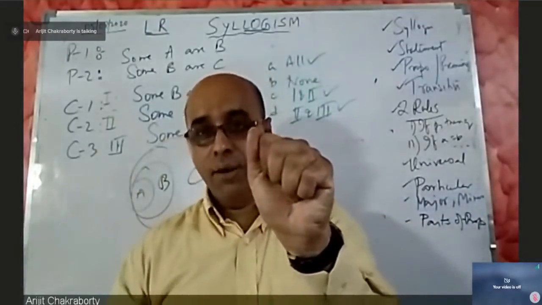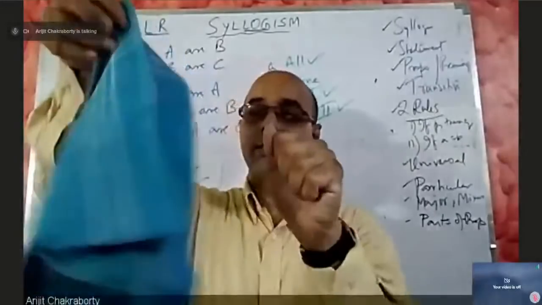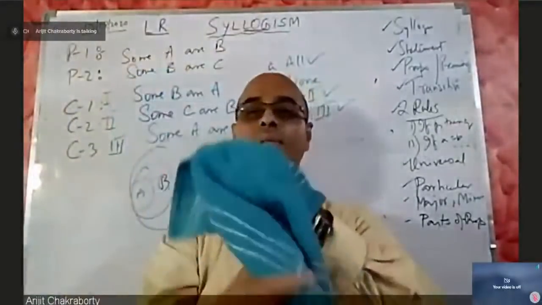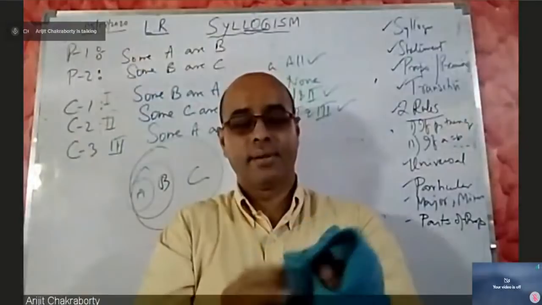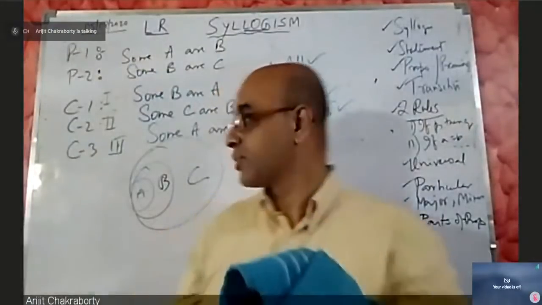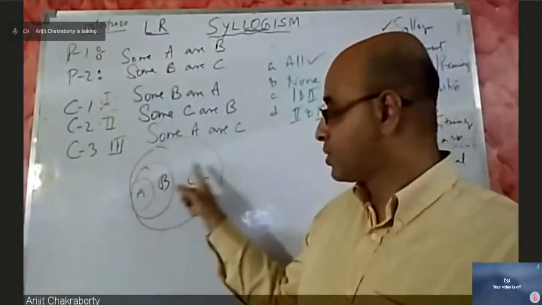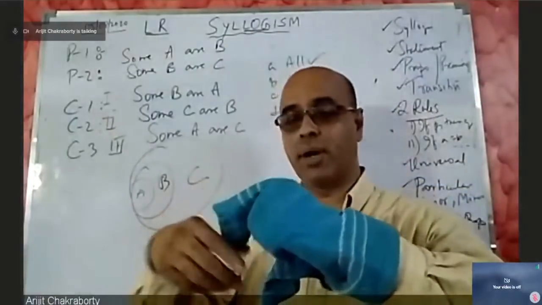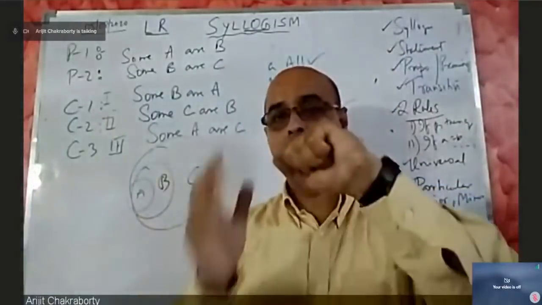And now this is C. So now I cover my hand with this piece of cloth. So now you have like this. C is the biggest one. If I open C, I will have B.